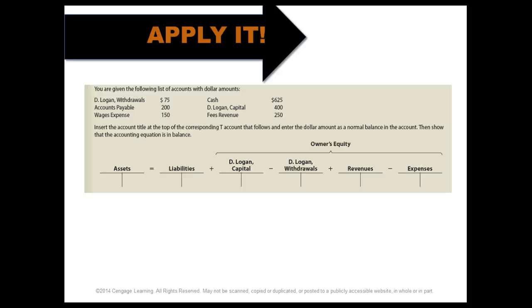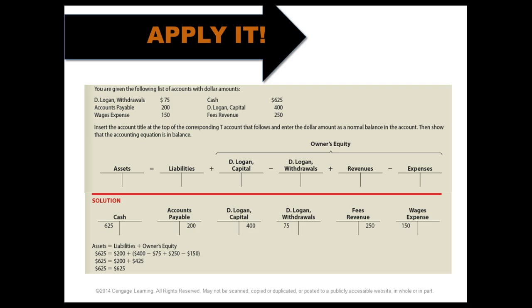So D. Logan withdrawals. We're going to put D. Logan withdrawals over here in this T account. What is the normal balance of a withdrawal account? The normal balance of D. Logan capital is a credit because it increases owner's equity. D. Logan withdrawals, what happens to withdrawals? Does it decrease owner's equity? That's going to be a debit balance.